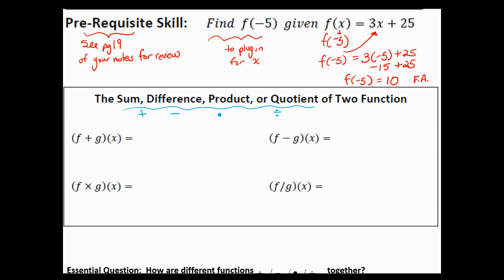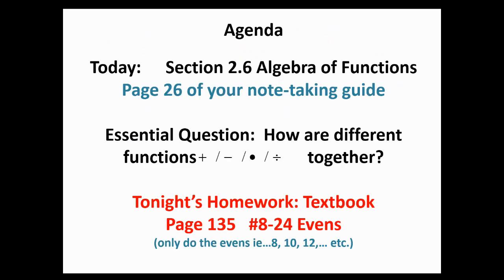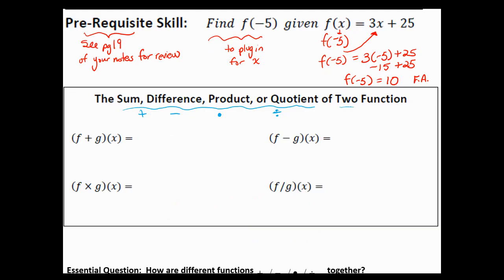That's the words that go with those, right? Sum means to add, difference is to subtract, product is multiply, and quotient is to divide. But we're going to do that with two different functions. So we're going to work with functions today, not so much numbers. Okay, so here is math symbols, and I'm going to just explain to you what it means.